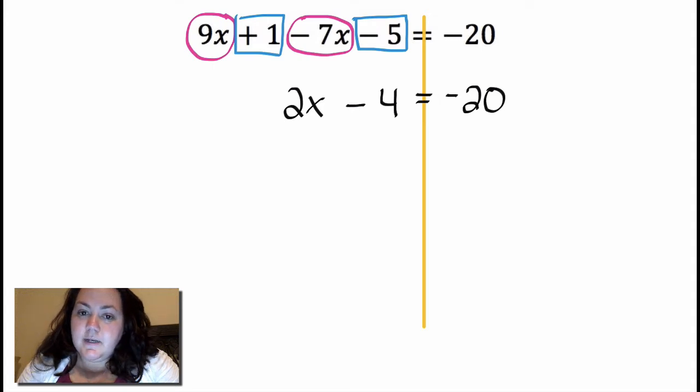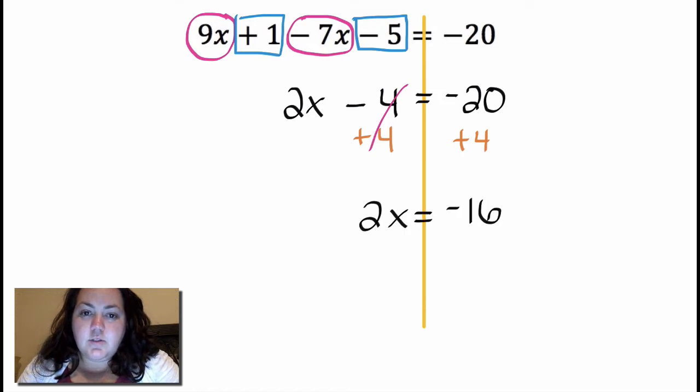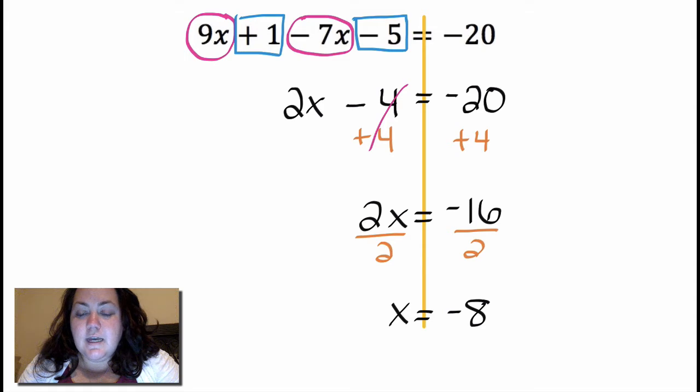So I'm trying to get x by itself. I want to get rid of that 4, which is connected by subtraction. So to undo it, I'm going to add 4 to both sides. The 4's cancel, and I'm left with 2x equals negative 16. I want to get x by itself, so I have to get rid of the 2. The 2 is connected by multiplication, so to undo it, I'll divide both sides by 2. And that gives me x equals negative 8.